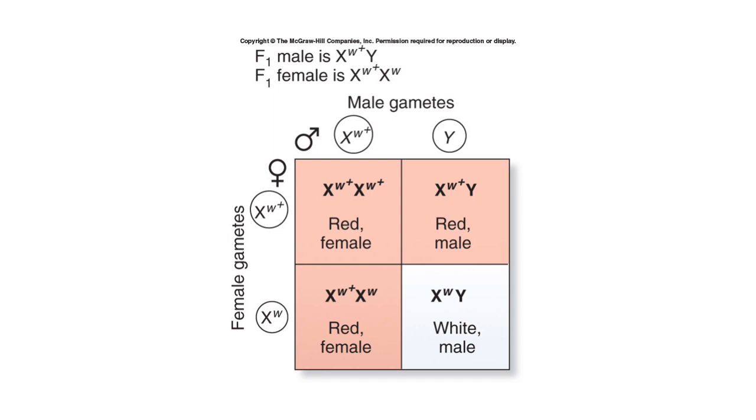So all of those traits that are associated with genes on the X chromosome are what we would call sex-linked traits. And this is what we would call sex linkage. And so there's a number of these in humans too. So let's just look at one example of that.